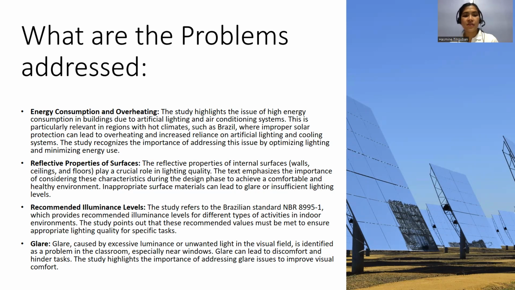Recommended illuminance levels. The study refers to the Brazilian standard NBR 8995-1, which provides recommended illuminance levels for different types of activities in indoor environments. The study points out that these recommended values must be met to ensure appropriate lighting quality for specific tasks.